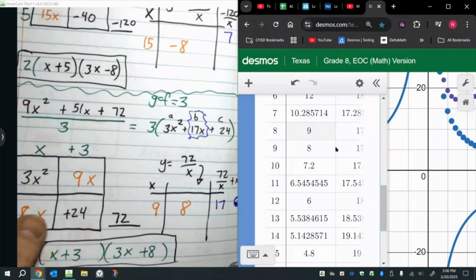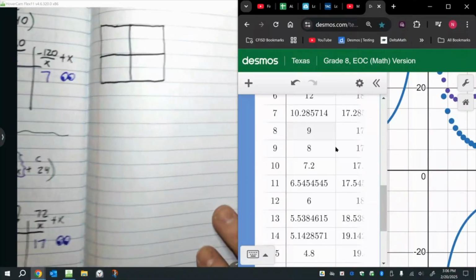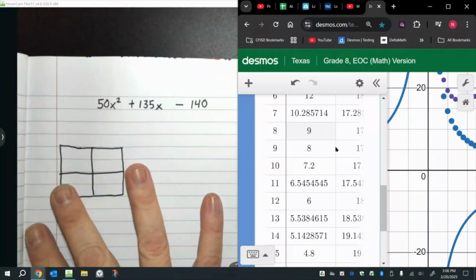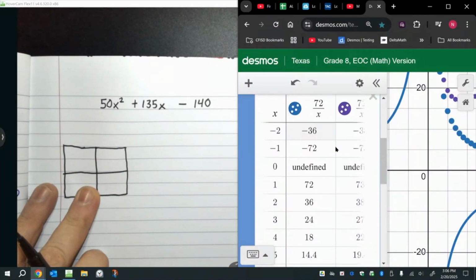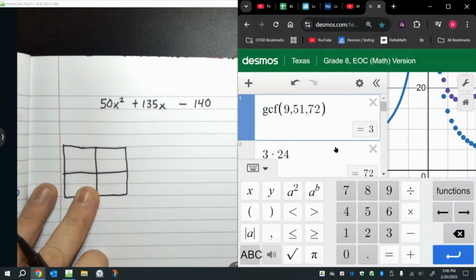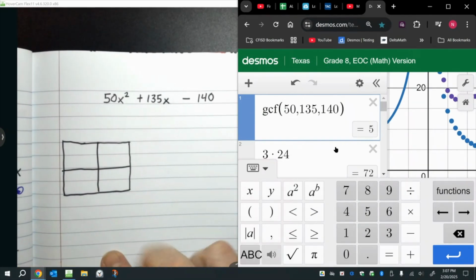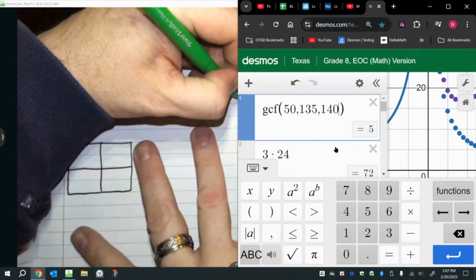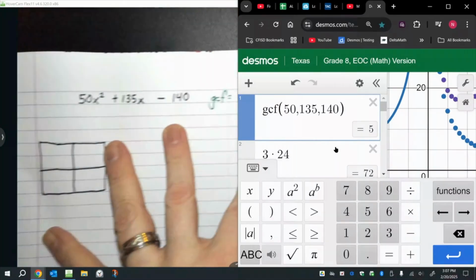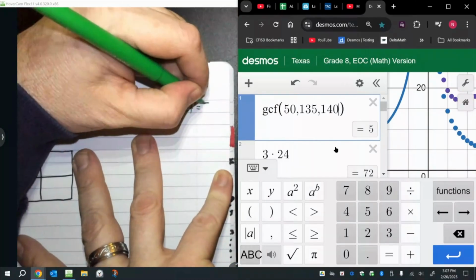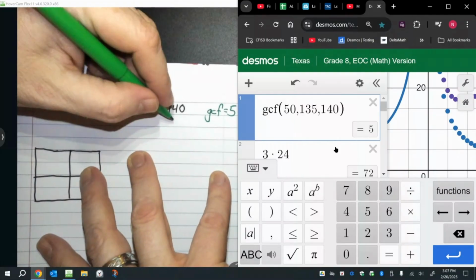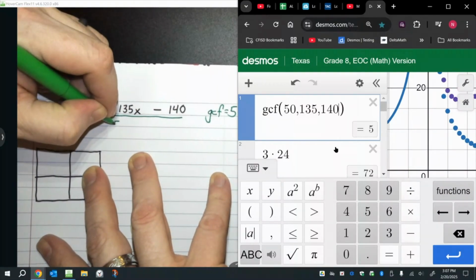All right, let's take a look at one more example. Here we go. Looking at the last one. First thing we do, check GCF. 50, 135, 140. 5. Man, this is nice. I tell you, you always want to check GCF because you can always make your problem a little bit smaller. 5. So, I'm going to divide this by 5.